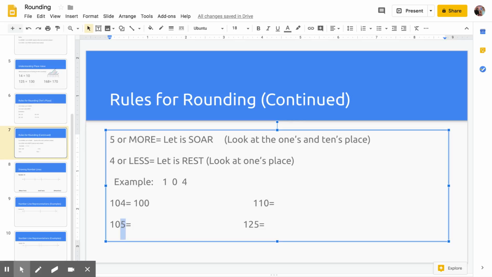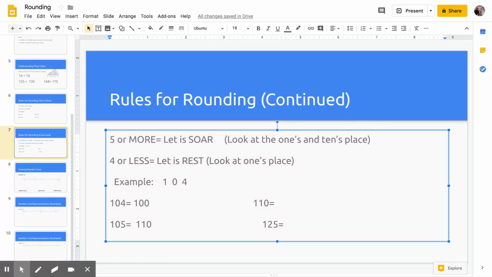So for this example, we're going to be looking at the 5. So 5 or more, let it soar. So we're not only looking at the ones place, we're looking at the tens place. So that 5 rounds that 0 on up to a 1. So the number is going to be 110.